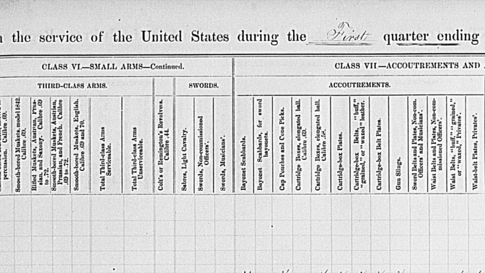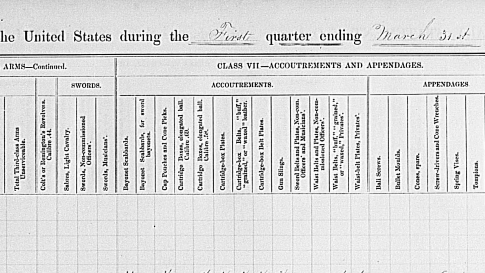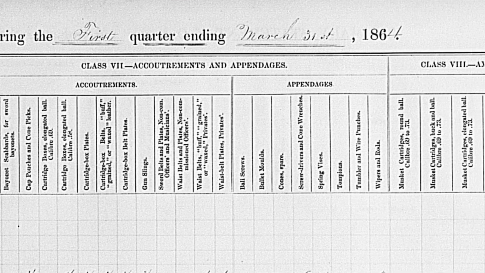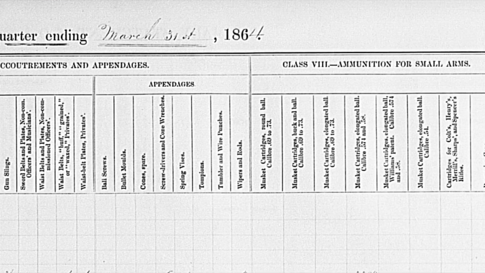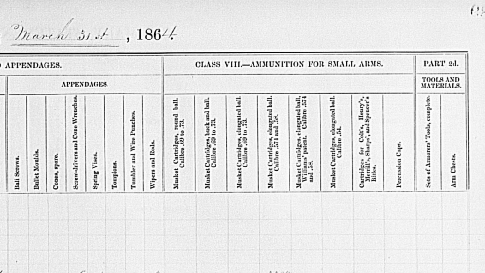After the swords, you get into the accoutrements. So the cap pouches, the bayonet scabbards, gun slings, belt plates. And then after that, the appendages like screws, cones, bullet molds. And it ends, for the most part, with total rounds of ammunition.